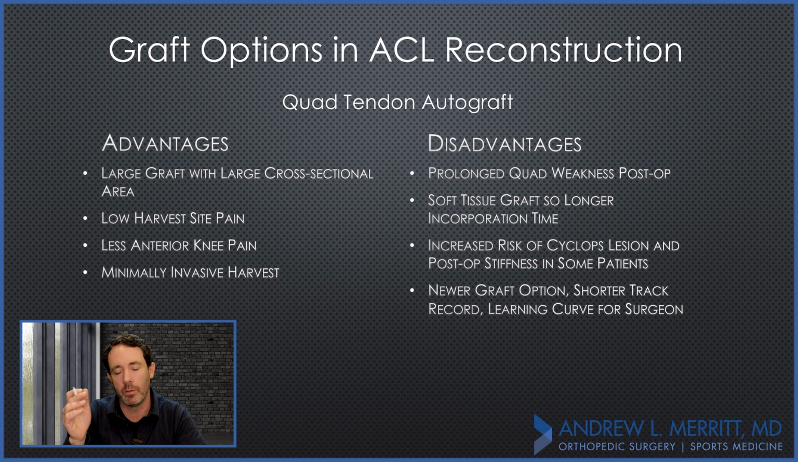Quad tendon autograft, 10-ish years ago, was kind of the new kid on the block. It's a little bit less of a track record than some of the other ones. The big advantage is that we do get a large graft with a large cross-sectional area. Just like ropes, if it's bigger, it's stronger. And this graft is generally pretty big. Relatively low harvest site pain, not the kneeling pain that we see with the patellar tendon, and it's harvested through a pretty tiny incision.